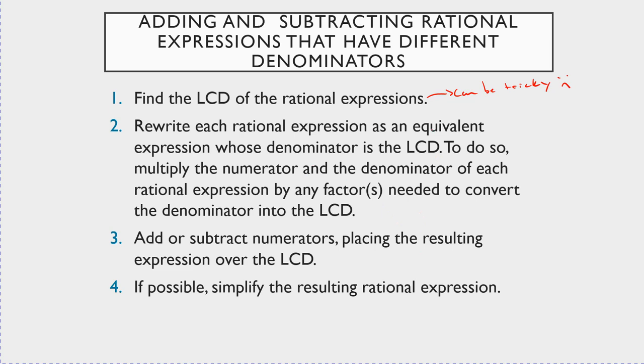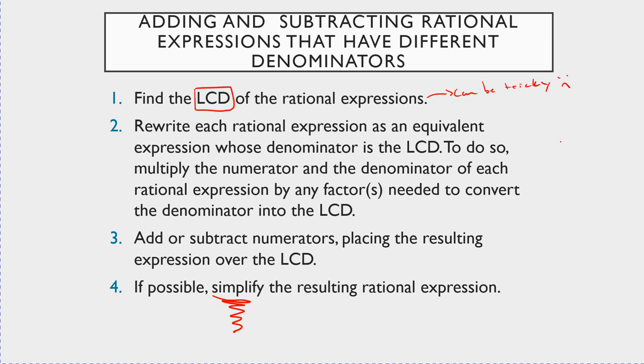Then you're going to rewrite each rational expression as the equivalent expression whose denominator is the LCD. So all the expressions have to be written over the LCD. To do so, you multiply the numerator and denominator of each rational expression by the factor or factors needed to convert the denominator to the LCD. After you see me do an example or two, I promise this process will seem a little bit easier. Then, once it's over the LCD, you add or subtract the numerators and place the result over the LCD. Then, if possible, always check to see if you can simplify. The hard part is finding the LCD.